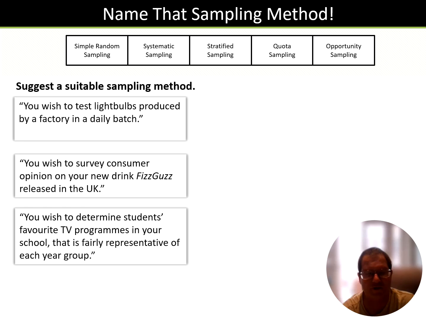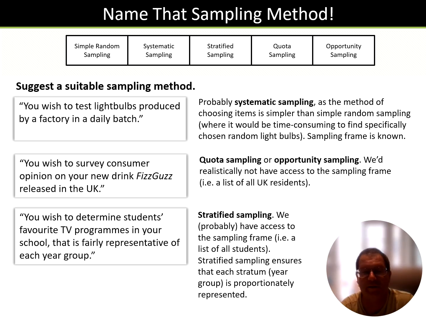So we've got systematic for the first one, opportunity for the second one, and then finally, you wish to determine students' favourite TV programmes in your school that is fairly representative of each year group. So that last clause there, fairly representative of each year group, is implying stratified sampling. We can get a sampling frame because we can use the school register, so we don't have to go down the line of quota sampling. So my answers would be systematic, opportunity, and stratified.